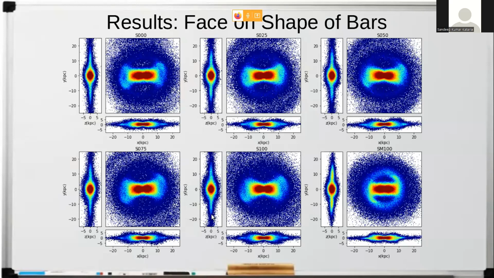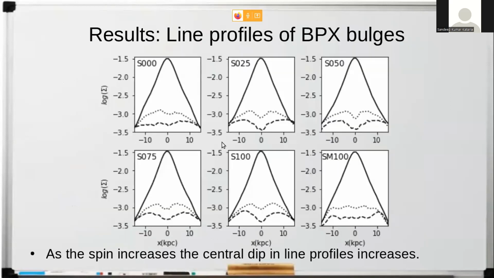Then to quantify this effect of boxiness in the face-on shape, we plot a line profile along plus 4 kpc in y and minus 4 kpc in y, along the axis of the bar, which is passing through z equal to 0. So these are the line profiles of all the models, and you can see the dip is increasing as you increase the spin of the halo. So basically, it has an effect on the shapes of the bar in face-on.